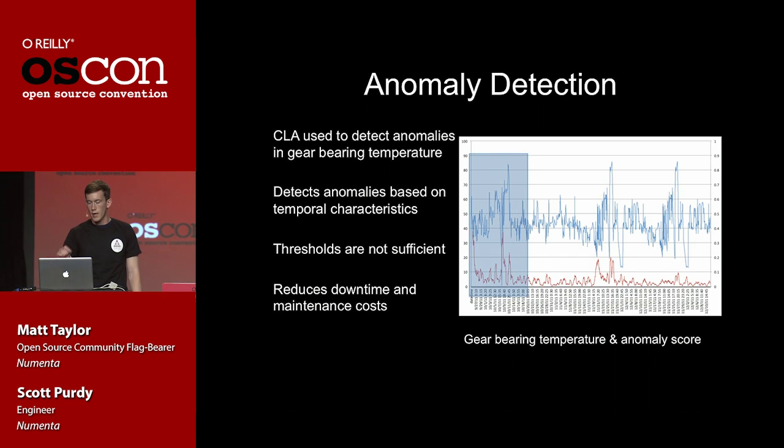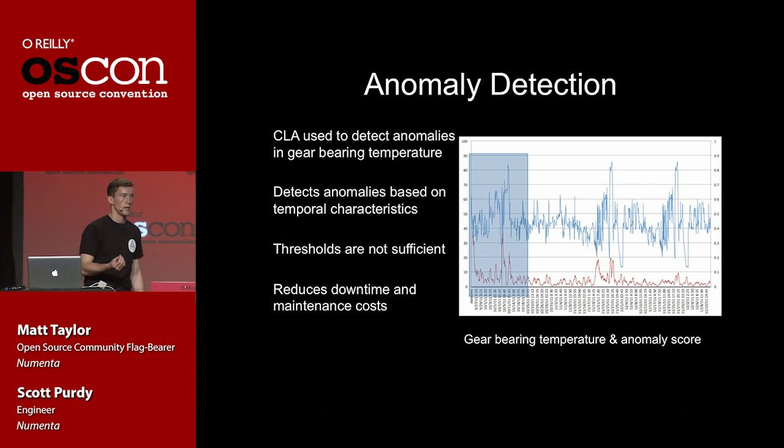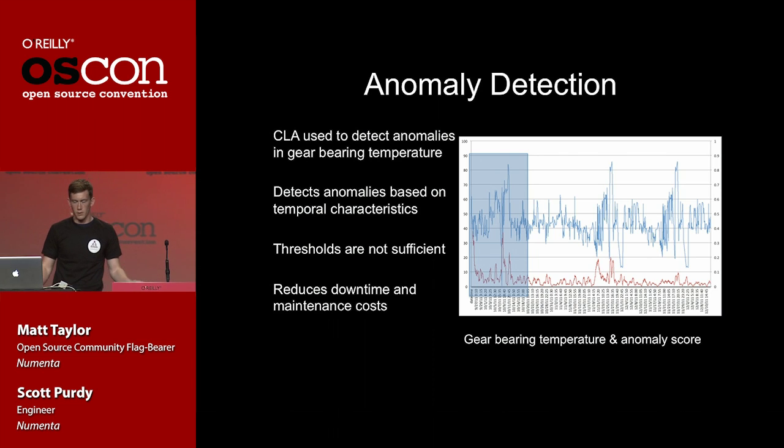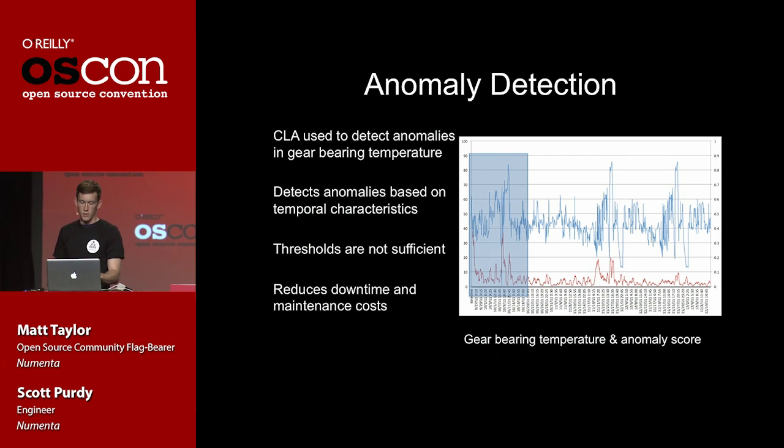So I want to point out a few sections in this data. The blue line is the gear-bearing temperature, and the red line is an anomaly score that we get out of the model. The anomaly score is from 0 to 1, where 1 means it was completely unexpected, and 0 means it was perfectly predicted, looked completely normal. So in this first section, you can see the anomaly score is actually pretty high. It's pretty spiky and goes pretty high.